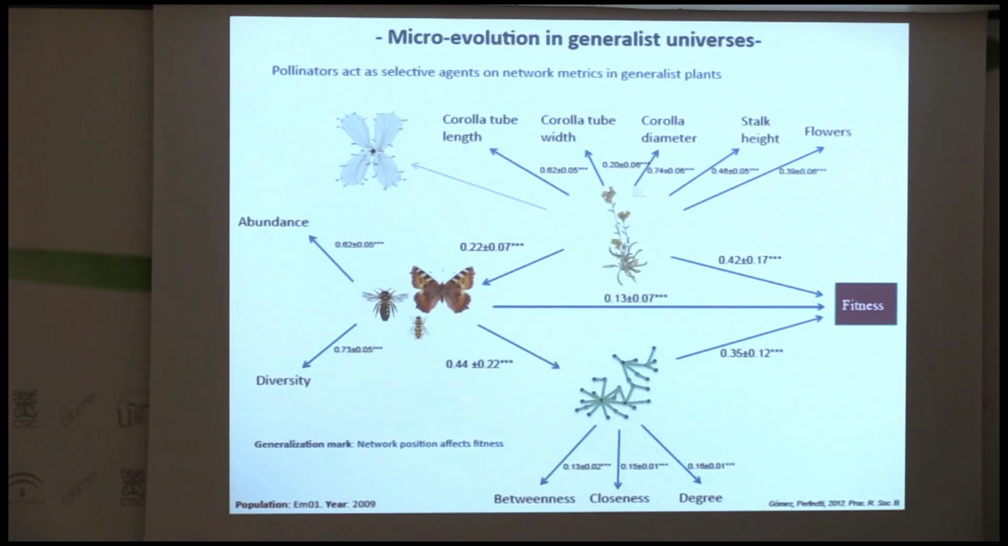In this study that we did in a different population of Erysimum mediohispanicum in particular, the centrality of the plant within the individual-based network was selected by natural selection. It's like an extended phenotype or something like that of the plant. This is something that probably is happening mostly in generalist systems. Then another generalization mark, from my point of view, is that network position affects fitness in this kind of system.